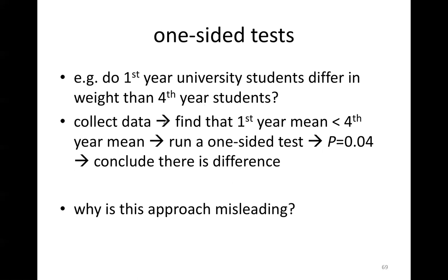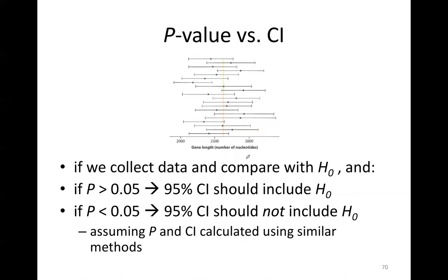We don't know. If you want to test this idea, once you collect data, what you shouldn't be doing is looking at the data, finding which year has the different mean, which year is lighter, which year is heavier, and then running a one-sided test. This is not good practice. If there's no obvious reason for one or the other to be valid, then run a two-sided test. This is wrong.